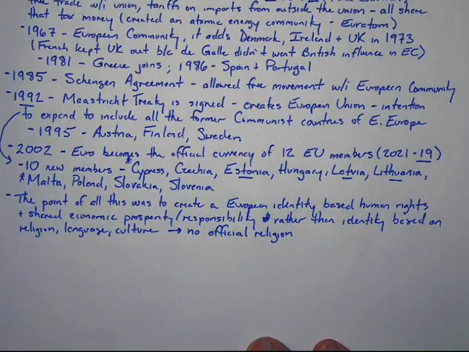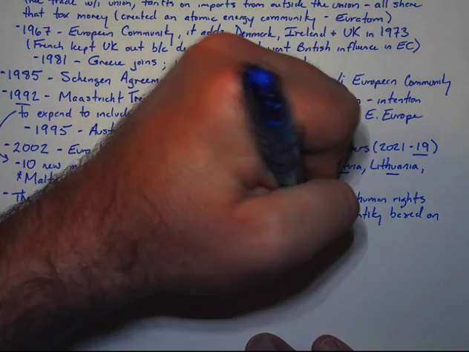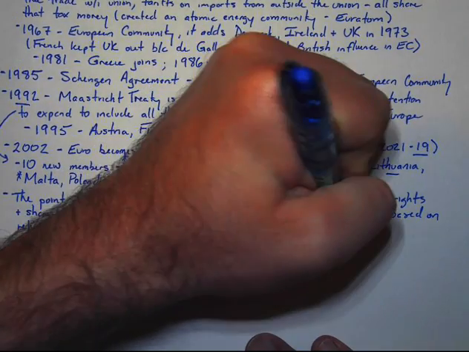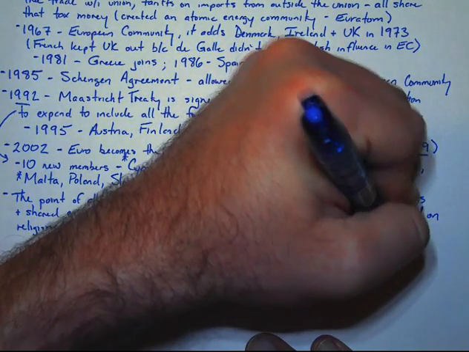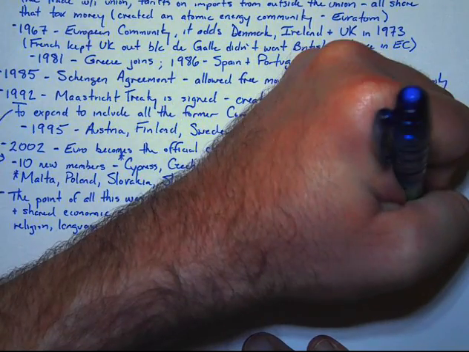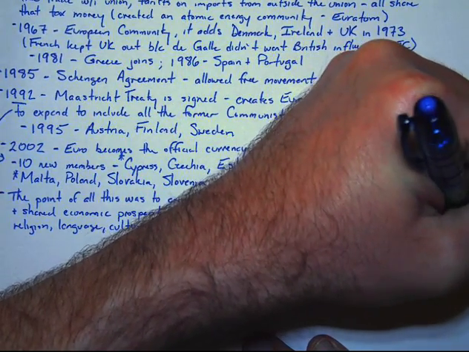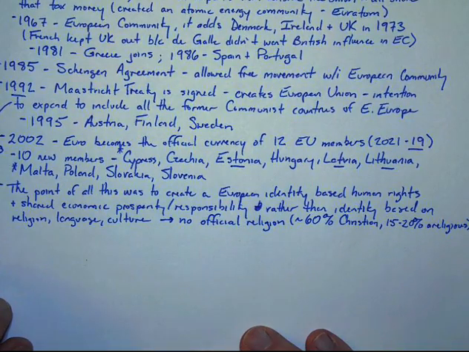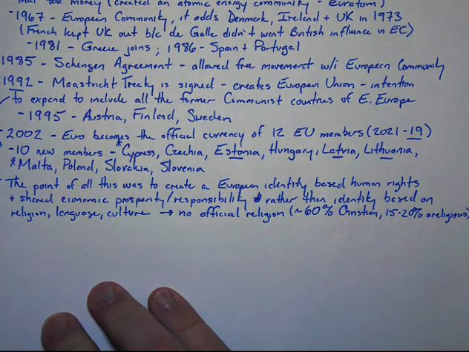Of the population that lives in the European Union, about 60% is some form of Christian. But the next largest group of people, like 15 to 20%, are a-religious. They're atheists or they don't practice religion.